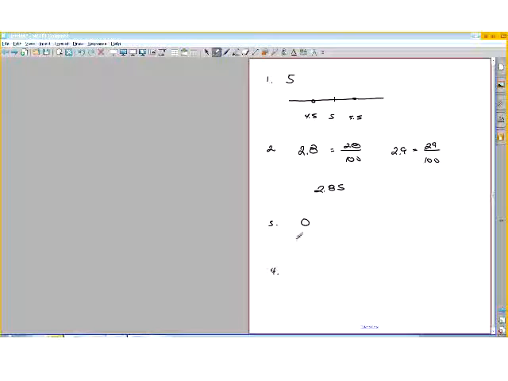Number 4, a whole number greater than 4.5. Okay, whole numbers start at 0, and then you count. You have the natural numbers, the counting numbers 1, 2, 3, 4, 5, etc. So the next number that's greater than 4.5 is 5. But it doesn't say the first whole number greater than 4.5, so it could be 5, or 6, or 7, or 8, or 9, whatever.